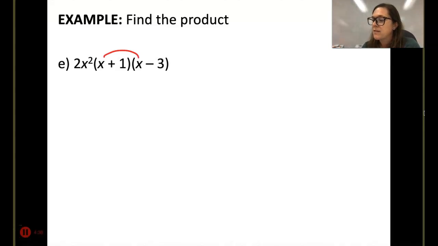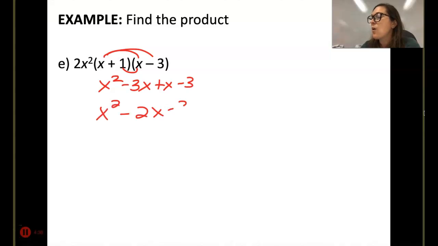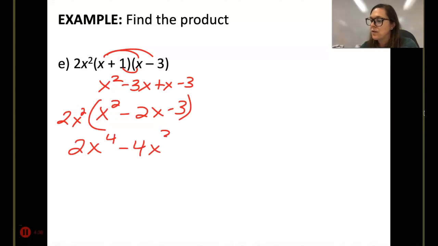So here we get x squared minus 3x plus 1x minus 3, combined like terms, gets me x squared minus 2x minus 3. And hopefully at some point you should be able to just kind of multiply that in your head and get to the x squared minus 2x minus 3. Now let's bring down that monomial of 2x squared and distribute. So 2x to the 4th minus 4x to the 3rd minus 6x squared would be your final answer.